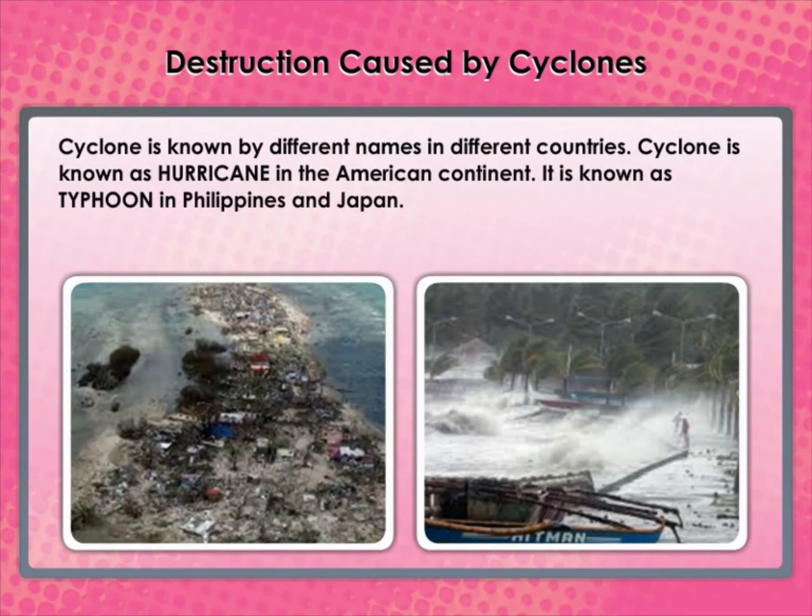Cyclone is known by different names in different countries. Cyclone is known as hurricane in the American continent. It is known as the typhoon in Philippines and Japan.